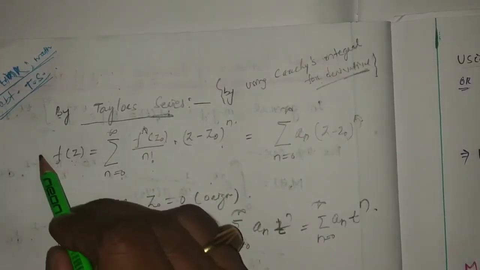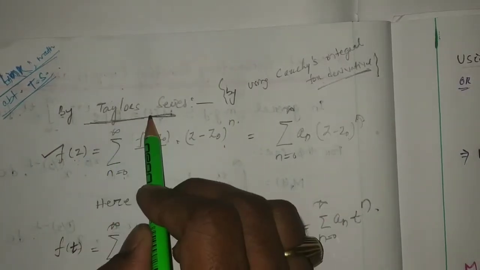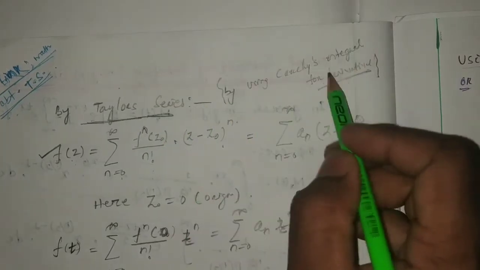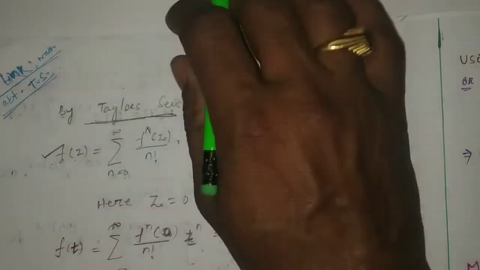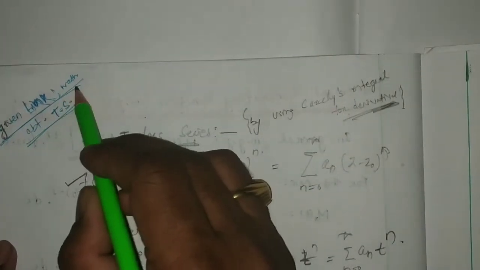How did we get this expression? By using the Taylor series, considering Cauchy's integral derivative. You can watch that content; I have given the link in the description.